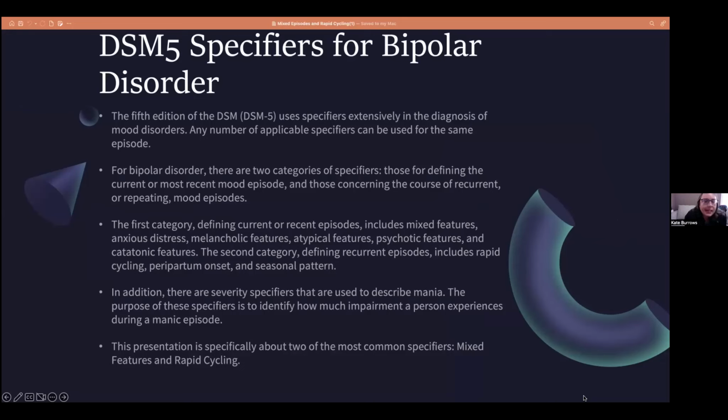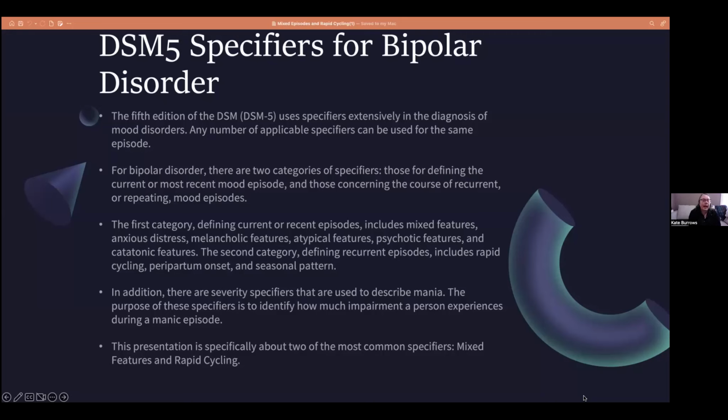So there are 2 categories of specifiers: those for defining the current or most recent episode, and those concerning the course of recurrent or repeating mood episodes. The first category includes mixed features, anxious distress, melancholic features, atypical features, psychotic features, and catatonic features. So you may have bipolar disorder, comma, psychotic features. The second category defines the recurrent episodes, which includes rapid cycling, peripartum onset, and seasonal pattern.